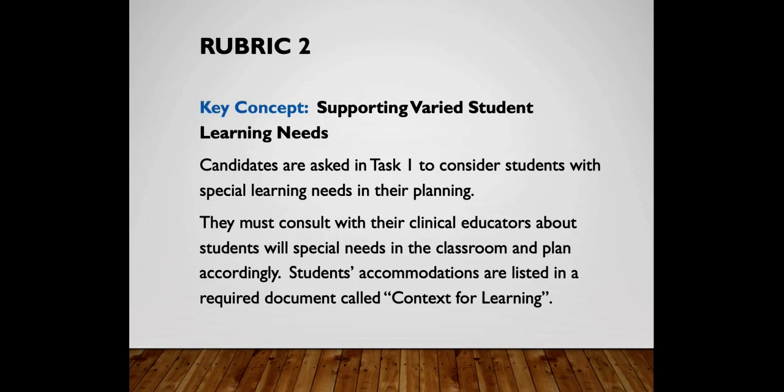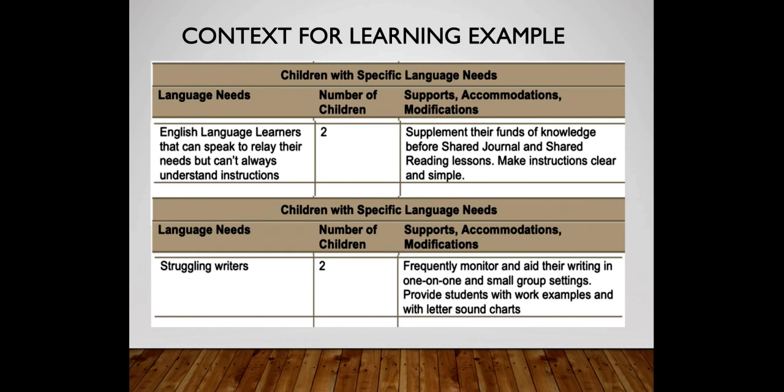The key concept of Rubric 2 is supporting varied student learning needs. Candidates are asked in Task 1 to consider all students with special learning needs in their planning. They must consult with their clinical educators about students with special needs and plan accordingly. Student accommodations are listed in a required document called Context for Learning. Here's an example of a context for learning.